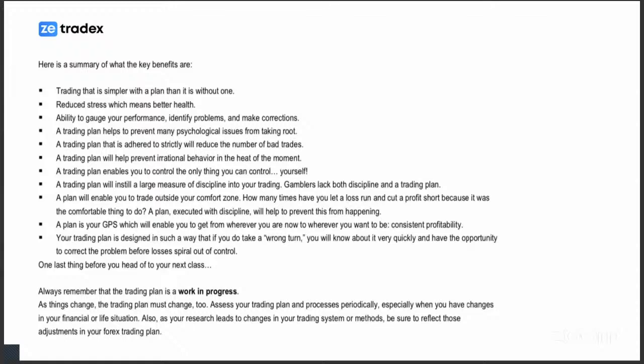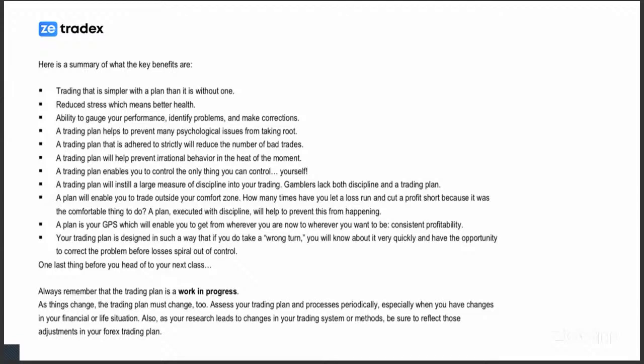Here's a summary of what the key benefits are. One, trading is simpler with a plan than it is without one. Makes sense, right? Now, reduced stress, which means better health. Ability to gauge your performance, identify problems, and make corrections. A trading plan helps to prevent many psychological issues from taking root. A trading plan helps to strictly reduce the number of bad trades.